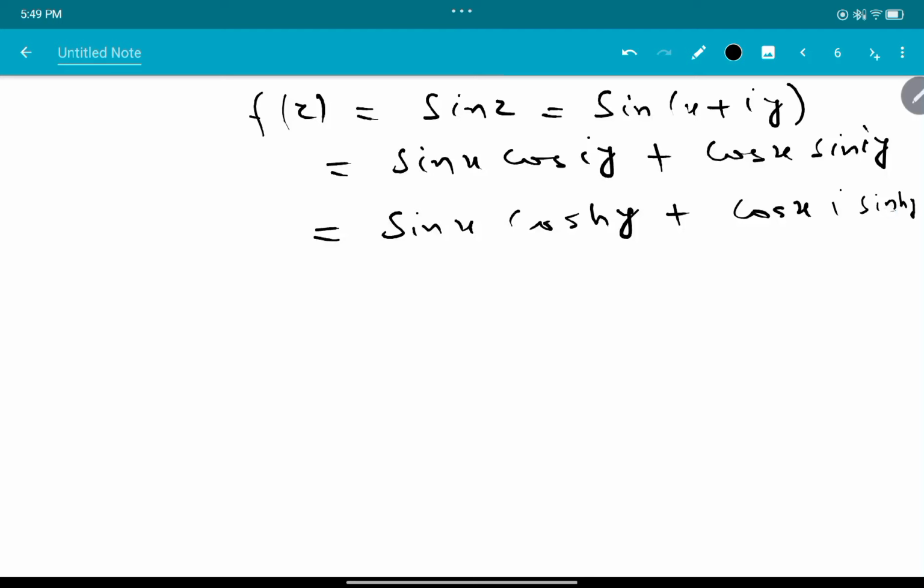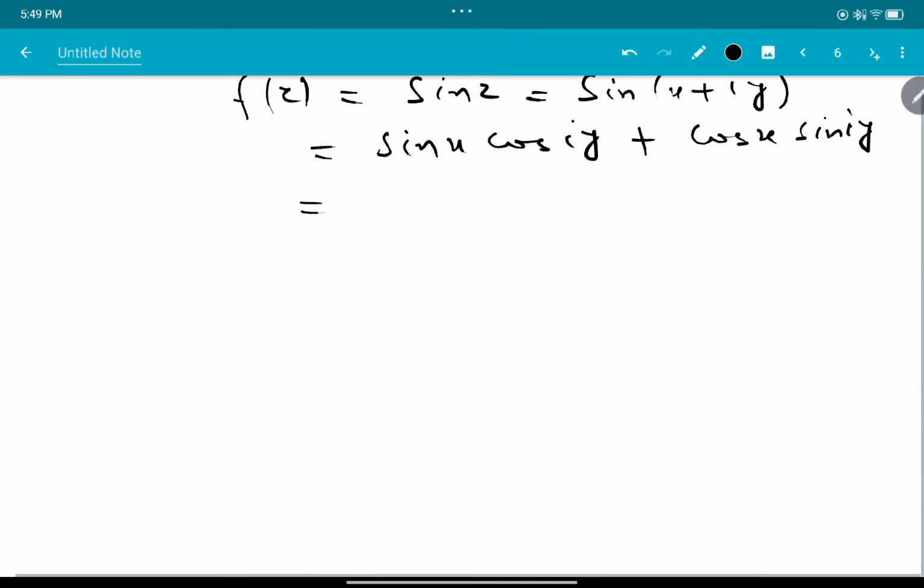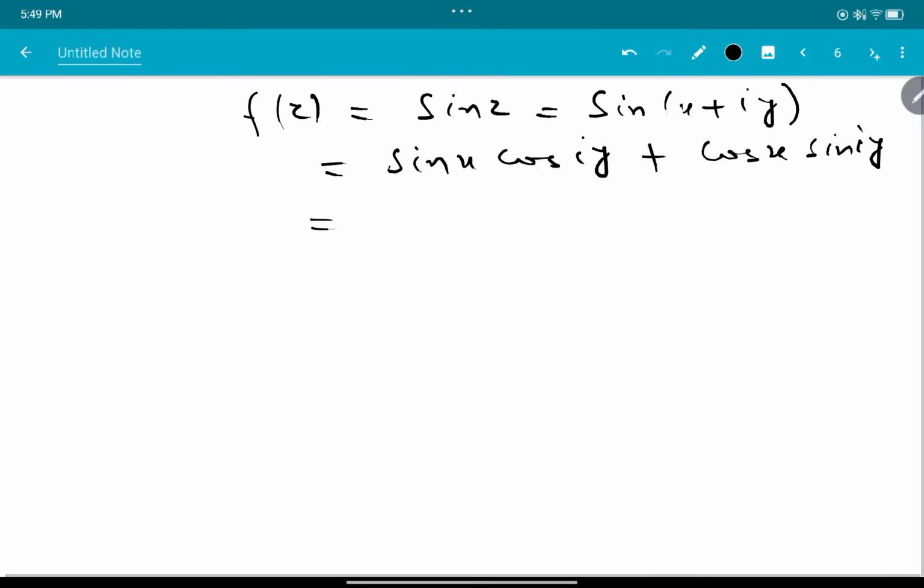But I don't need it actually right at this time. I'm sorry, we don't need it yet. We have simply sine z is equal to sine of x plus iy. And then we use the formula of sine a plus b, which is equal to sine a cos b plus cos a sine b.